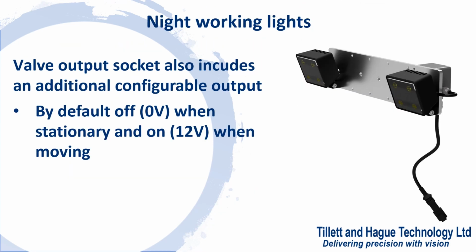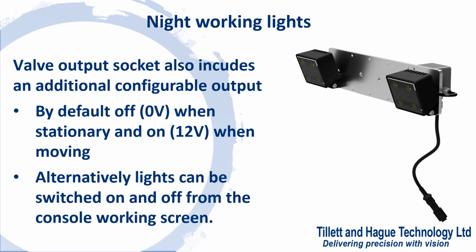The valve output socket also includes an additional configurable output. Standard valve looms leave that additional output unconnected, but on request, looms can be provided with it included. By default, the output is set to be off, 0 volts, when stationary, and on, 12 volts, when moving. This can be useful in boom spraying applications, for example. Alternatively, that output can be configured to operate night working lights that can be switched on and off from the working screen. These options are available as standard and can be implemented for the cost of the additional components.